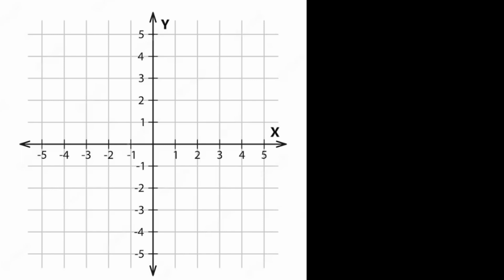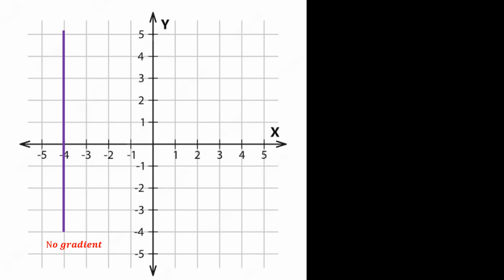Another example, see this line. This line is a vertical line, and we know here we have no gradient. So there is no gradient, and also there is no y-intercept because the vertical line is parallel to the y-axis, so there is no y-intercept.